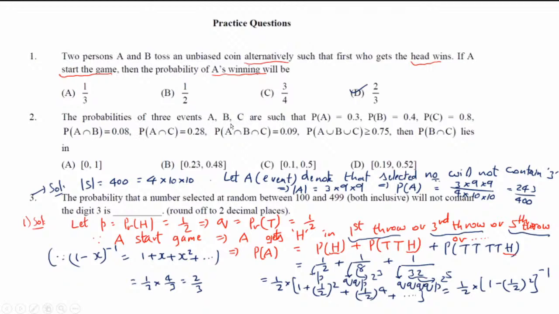The probabilities of 3 events A, B, C are such that P of A is equal to 0.3, P of B is equal to 0.4, P of C is equal to 0.8, P of A intersection B is 0.08, P of A intersection C is 0.28, P of A intersection B intersection C is 0.09, and P of A union B union C is greater than or equal to 0.75. Then they are asking the question: P of B intersection C lies between which values, given in closed interval form. So take care of this problem.